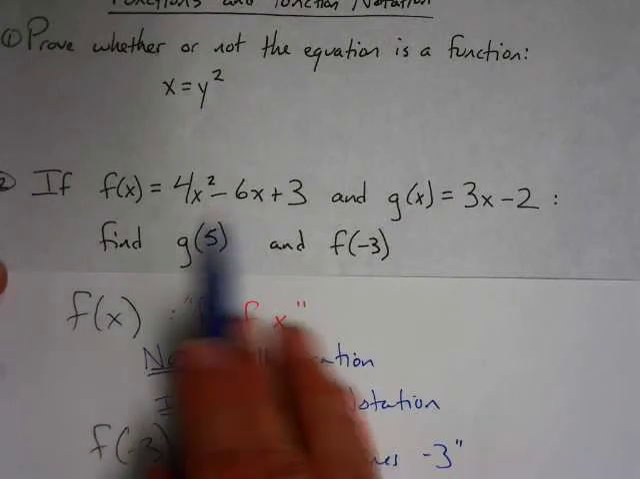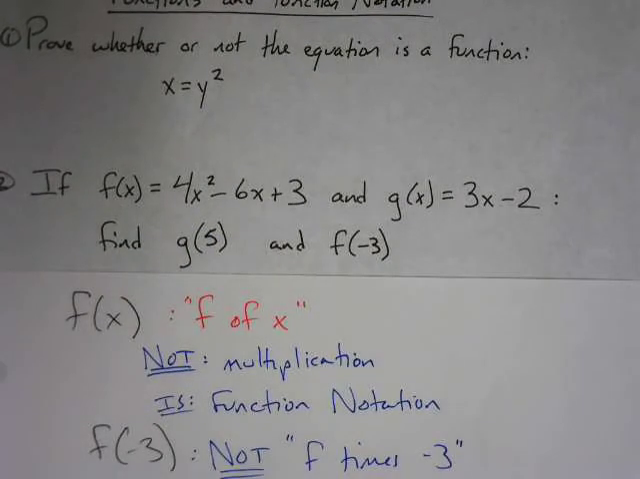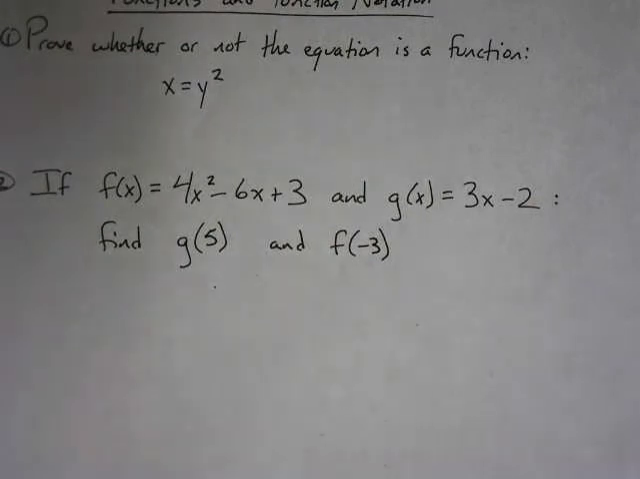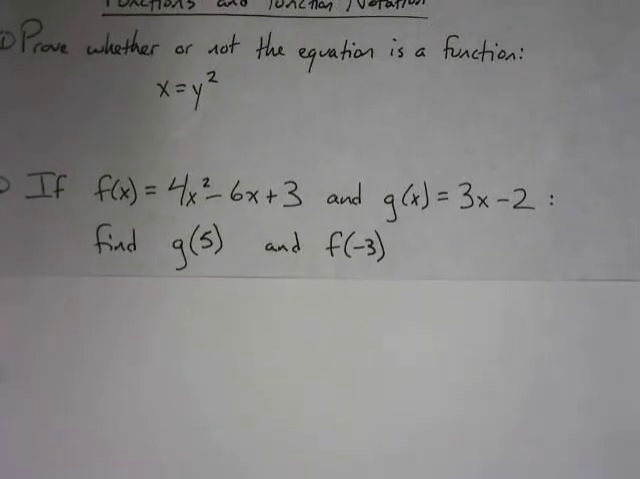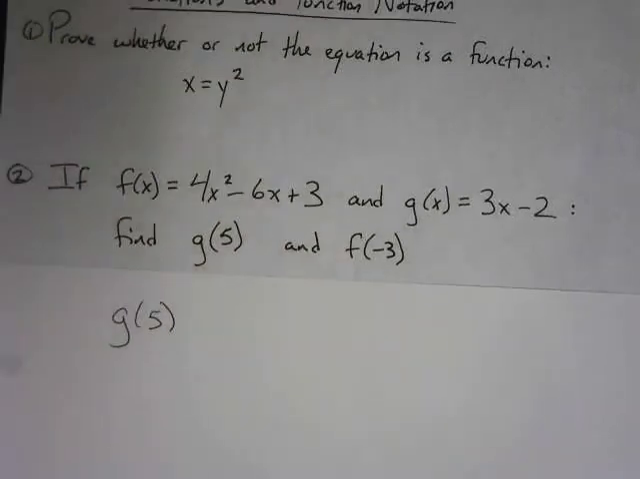You know it's a function because I say so. Or I say so here. Okay? So when we look at number 2, it's pretty straightforward as far as questions go, because there are 2 questions. We're going to find g of 5, and then we'll find f of negative 3 in a second.